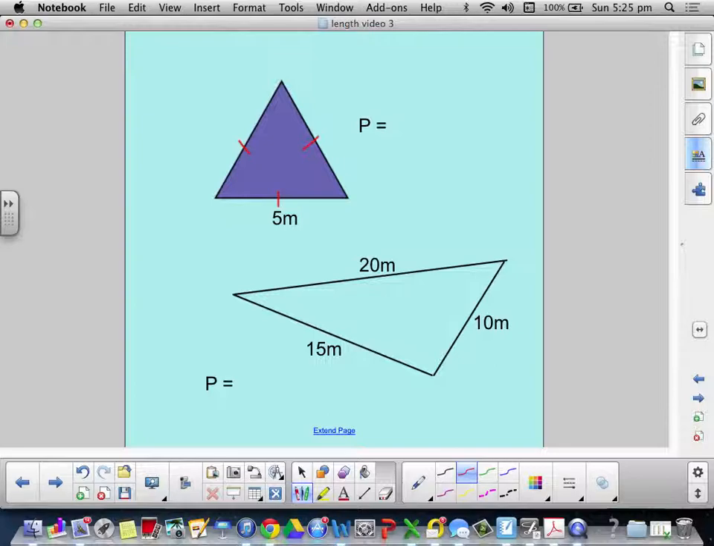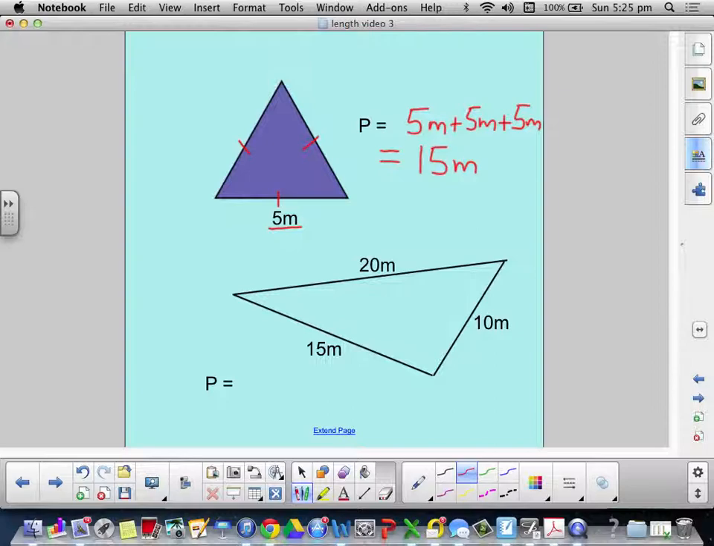We know that one of the side lengths is 5 metres. What's the perimeter? Can you work it out? Okay, well it's not that hard, is it? It's 5 metres here plus 5 metres plus 5 metres, or you could say 3 lots of 5, which adds up to a total of 15 metres, and there's your perimeter.